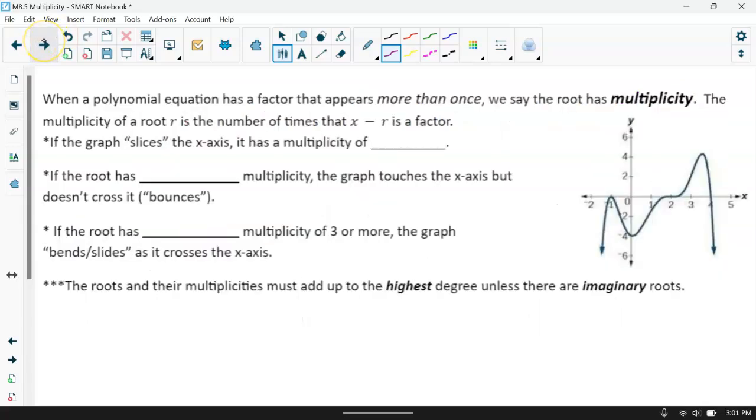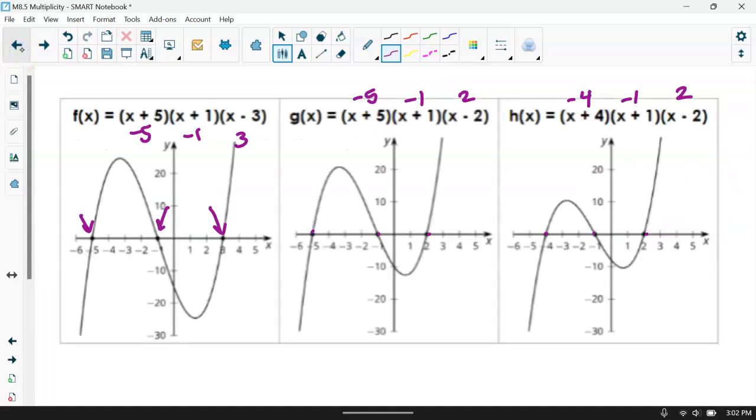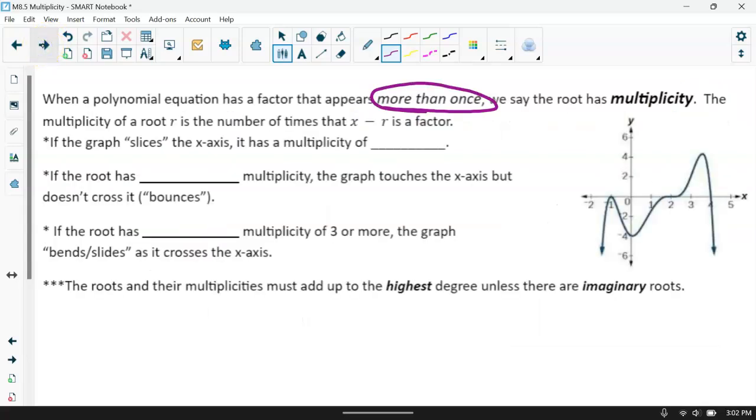Now, keep in mind, this is different when we're talking about what if there's a factor that occurs more than once, because all of these only occur once because there's an exponent of 1. Notice there's an exponent of just 1 here. What if you have a factor that appears more than once? Then that means that root, the x-intercept, has what's called multiplicity. So that's this concept here, where we are still focusing on that value with our x minus r.